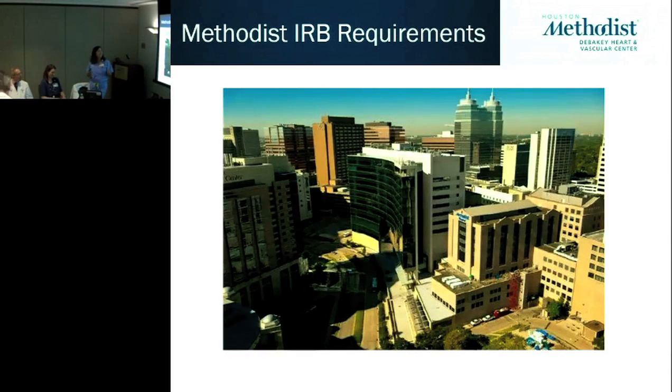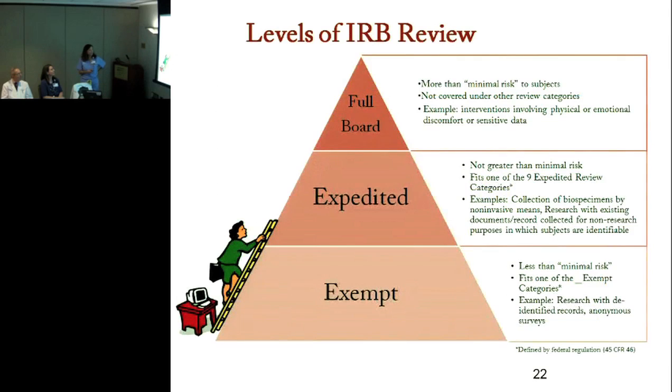Oh good. So, Methodist here, and Dr. Pratt can back me up on this because he's a member of the Methodist IRB. So we have 3 levels of review: full board, expedited, and exempt. Full board are going to be more than minimal risk to the subjects. They're not covered under the other.